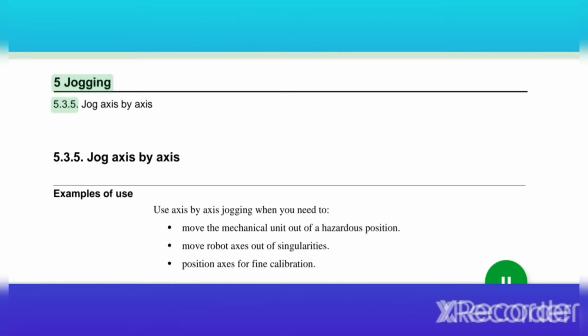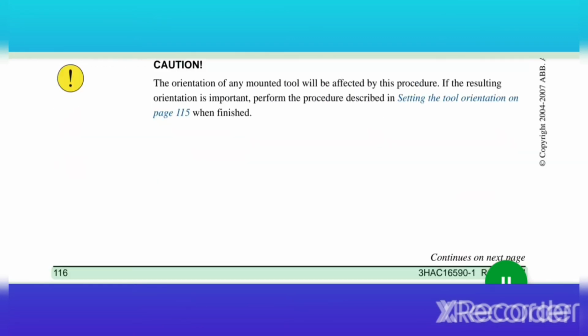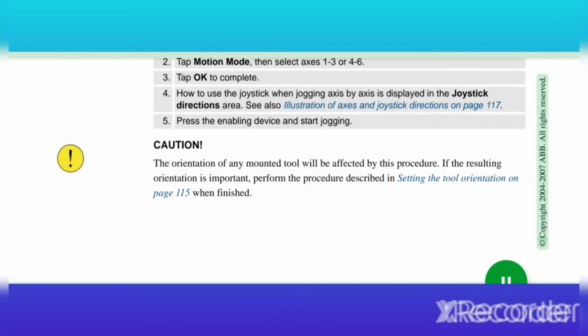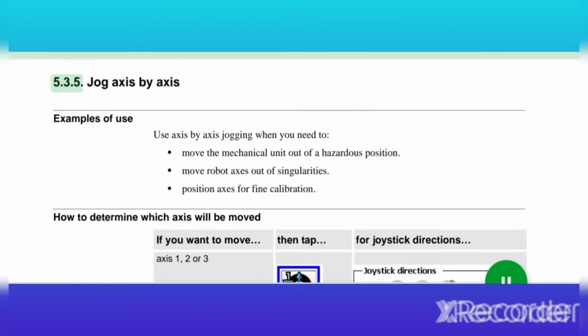5 jogging 5.3.5, jog axis by axis. 116 3 hack 16590-1 revision, J. Copyright sign copyright 2004 to 2007 AB, all rights reserved.